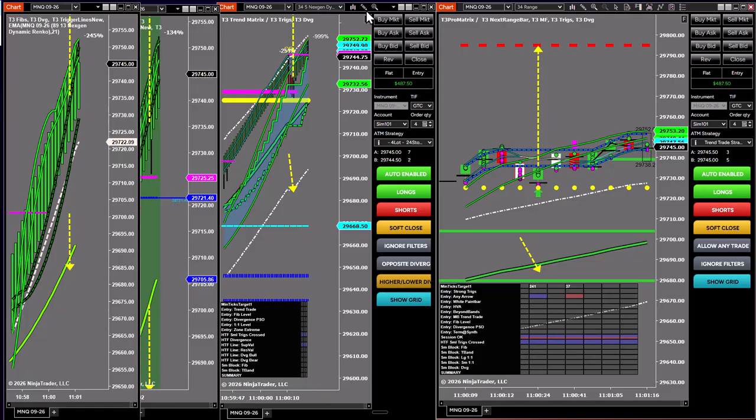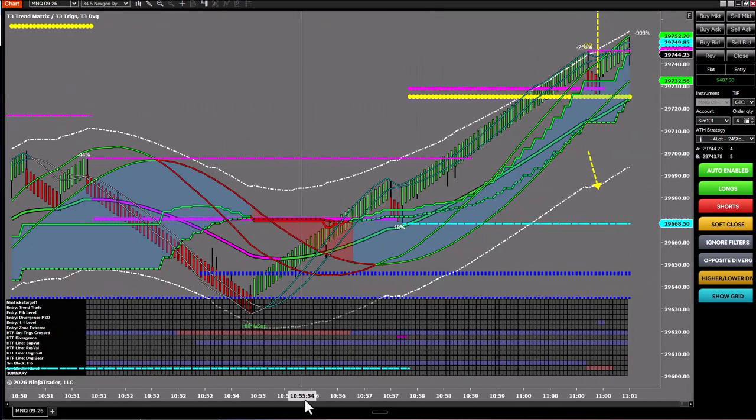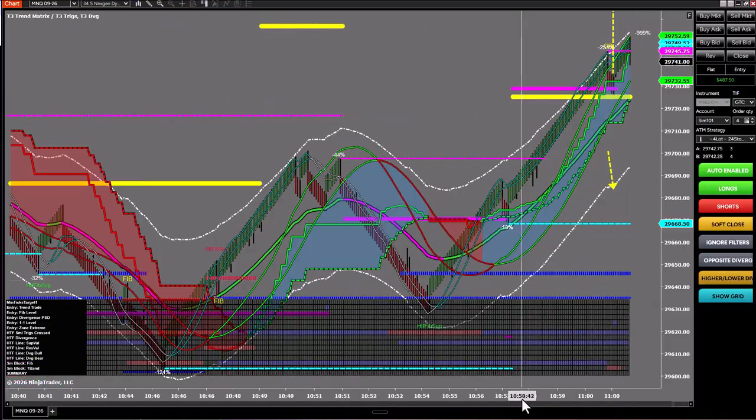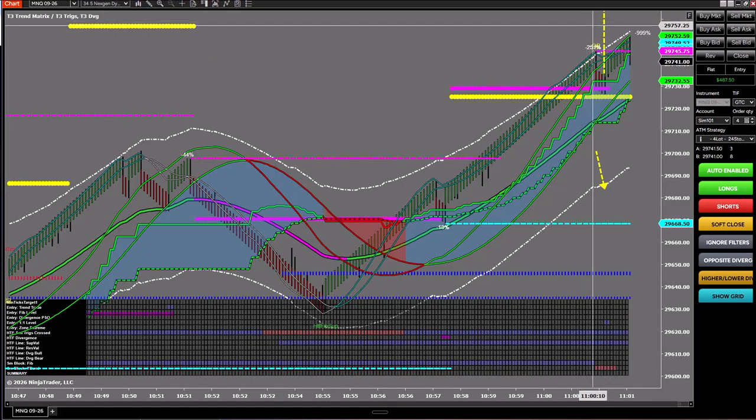I went and tried to add the same thing to here, and technically I think it works, but it's not plotting the number. So it's something I've got to fix on the trend matrix for all you trend matrix folks.